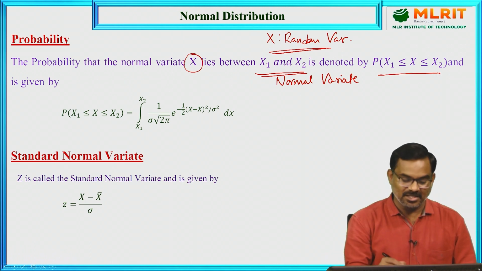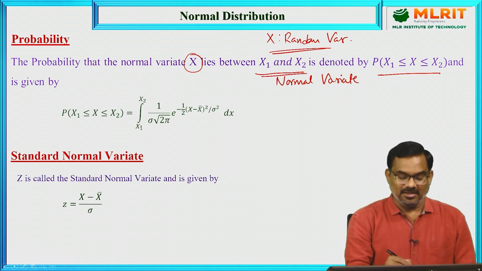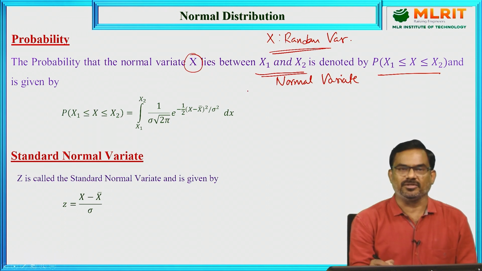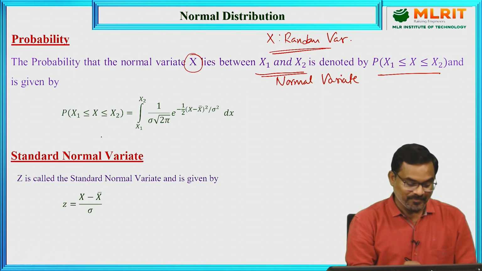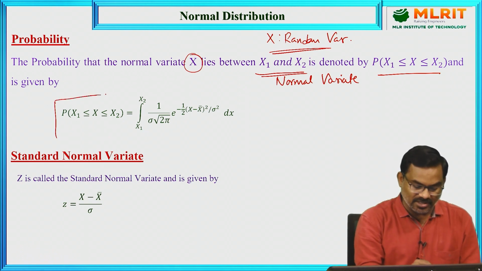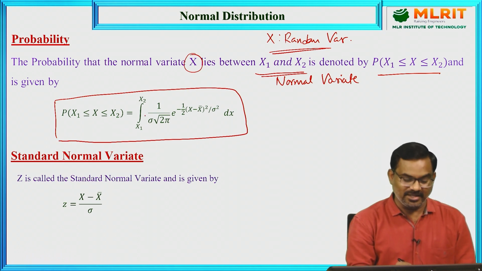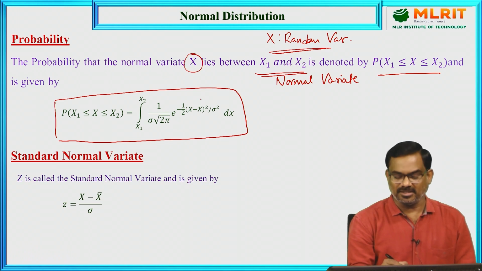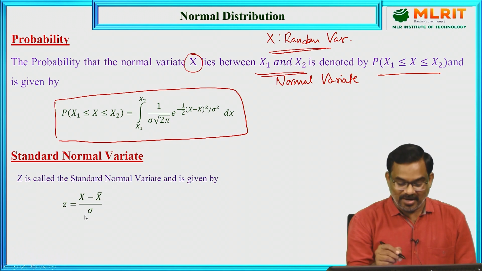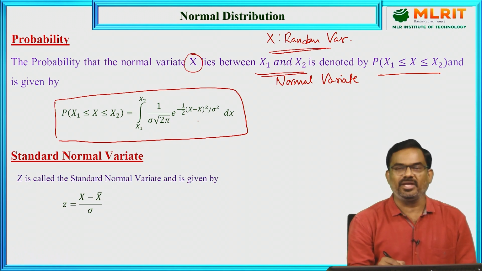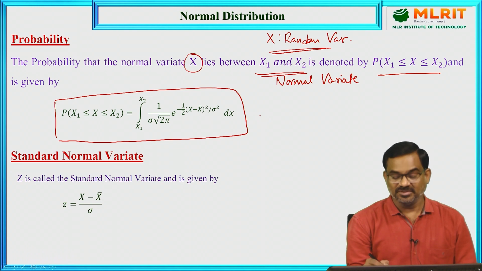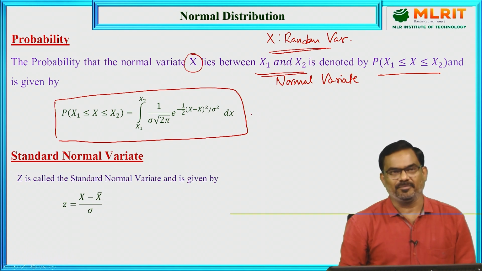simply integrate the function between the limits. Since it is a continuous probability distribution, here we use the integral notation. So, probability of x1 less than or equal to x less than or equal to x2 is given by the integral from x1 to x2 of 1 by sigma root 2 pi e power minus this one, which is the probability function in normal distribution. So, by finding the integral value of this, we can find the normal probabilities. This is the usual definition.